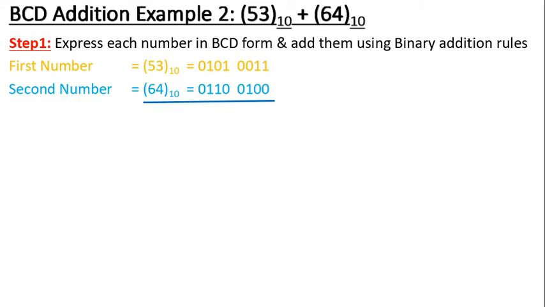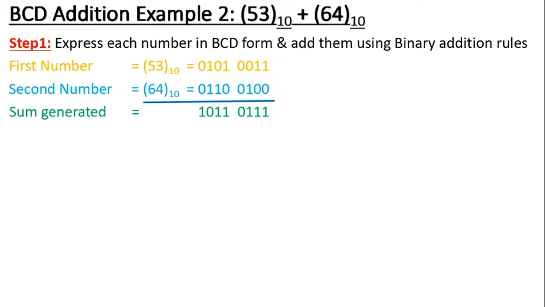Again, as binary additions are already practiced a lot, you can do it and rewrite the corresponding sum generated. So just below that line, the sum generated will be 1011 0111, and within that 8-bit sum there are two nibbles. The lower nibble is 0111 and the upper nibble is 1011.